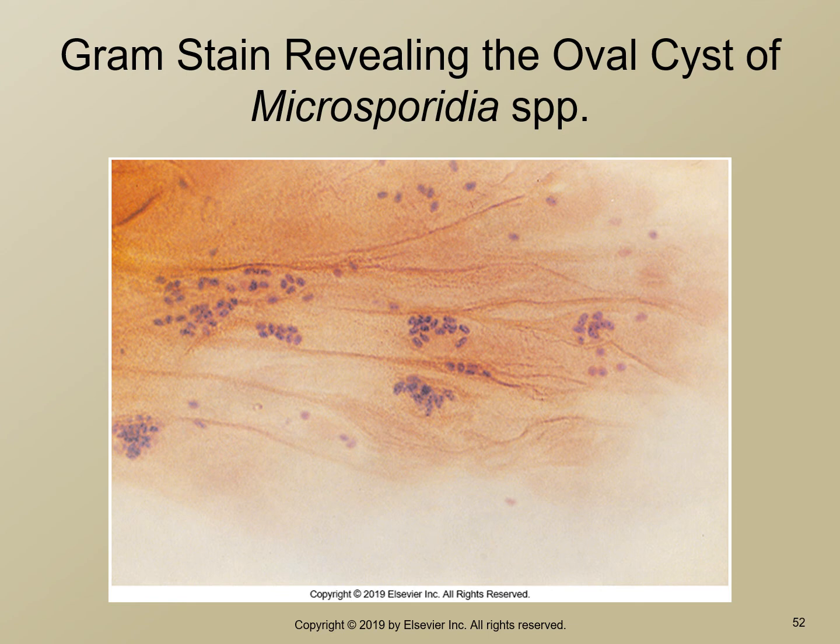Spores of Microsporidia may be detected with several stains, including hematoxylin and eosin, gram stain, Giemsa, acid-fast, or Calcofluor white stains. The diagram below shows a gram stain revealing the oval cyst of Microsporidia species.